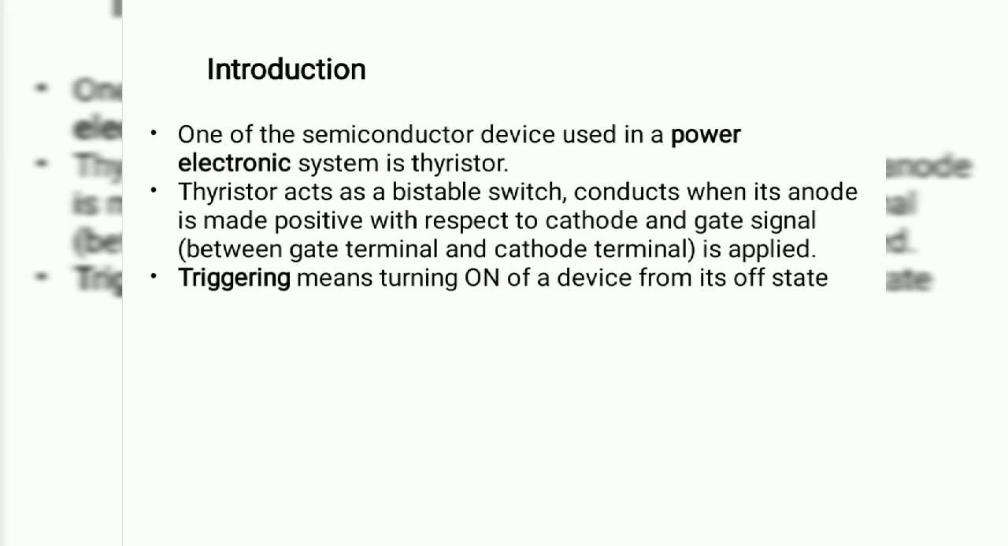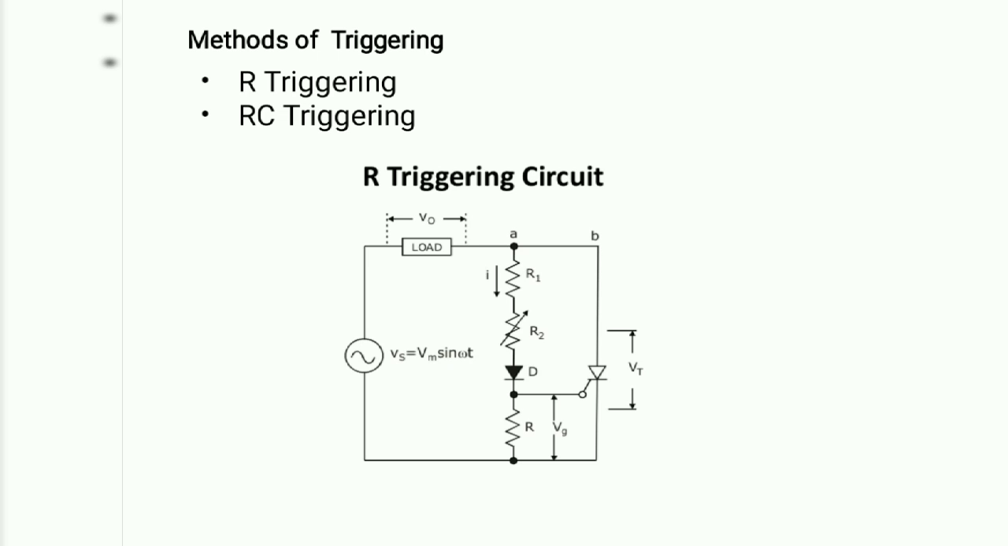In this unit you are going to study triggering methods, that is, how to turn on the SCR and turn off the SCR. Triggering means turning on. Turning off is commutation, which you will study next. There are two types of triggering, R triggering and RC triggering. R triggering means resistance triggering, and RC triggering means resistance capacitance triggering, where the capacitor supplies the trigger.